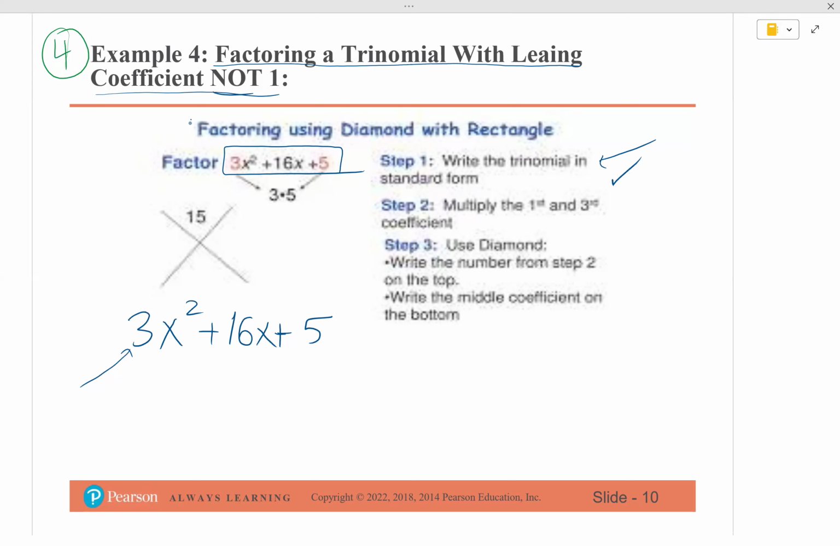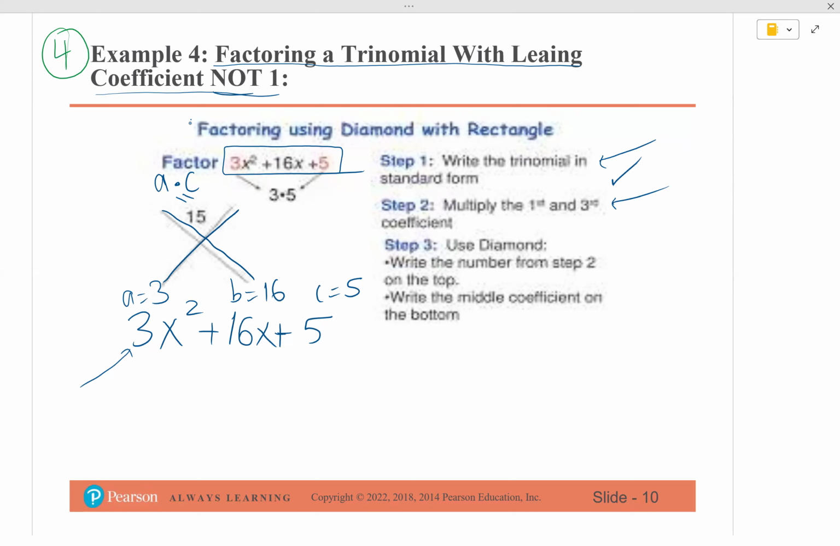Check, check. Now we're going to multiply the first and the third coefficient. The first one, I think they usually label as A. A is 3, B is 16, C is 5. You multiply A times C. This sounds kind of random, but it's going to actually do something later, I promise. The first and the third coefficients, A times C, and then a lot of people like to use this little X.